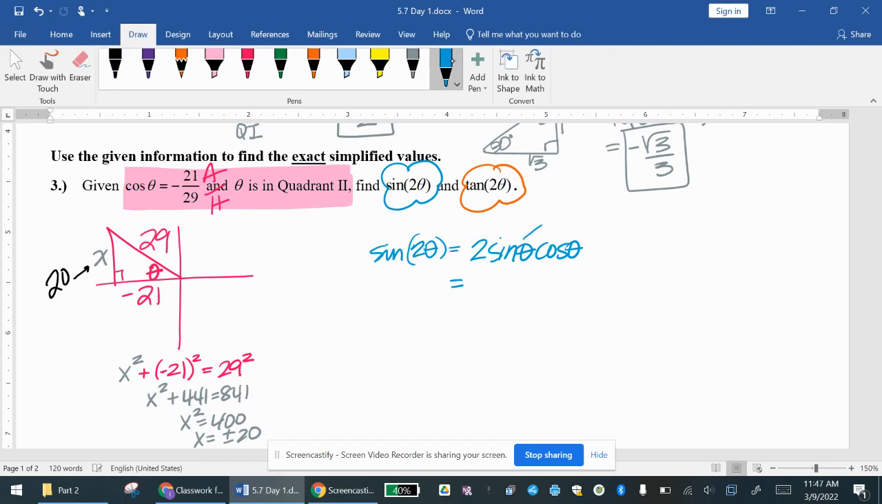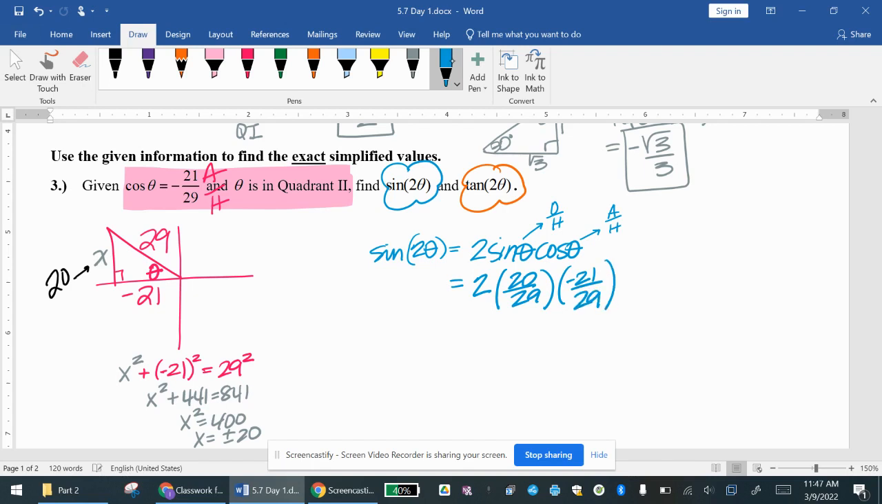Okay, so remember, sine is opposite over hypotenuse, right? Cosine is adjacent over hypotenuse. So these are just ratios. So opposite over hypotenuse would be 20 over 29, and adjacent over hypotenuse would be negative 21 over 29.